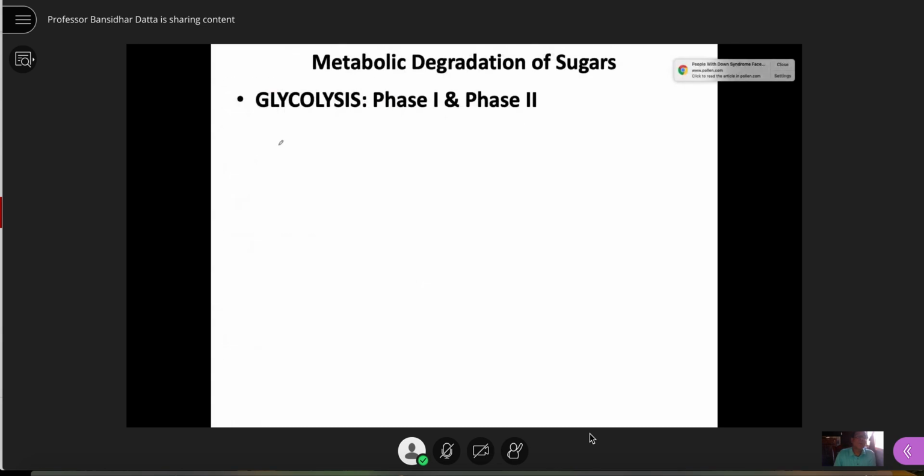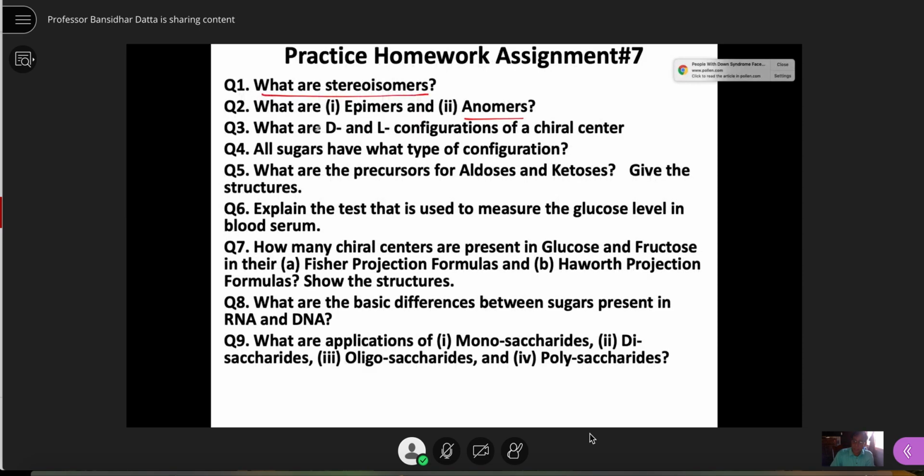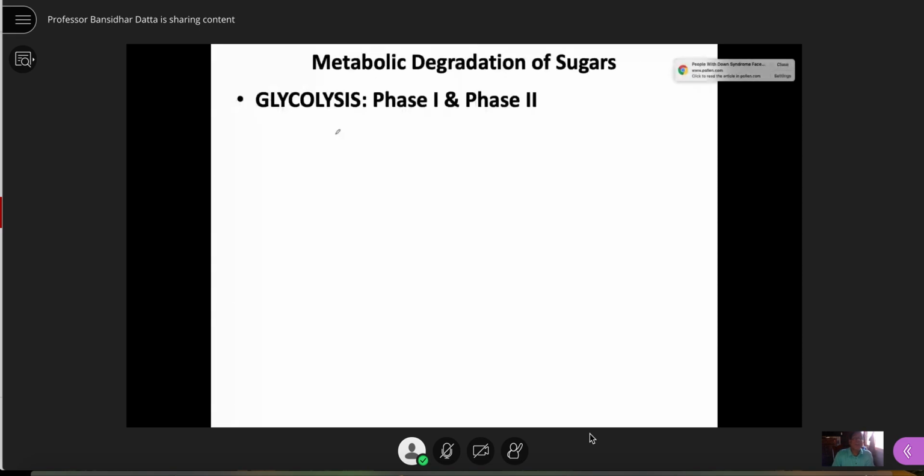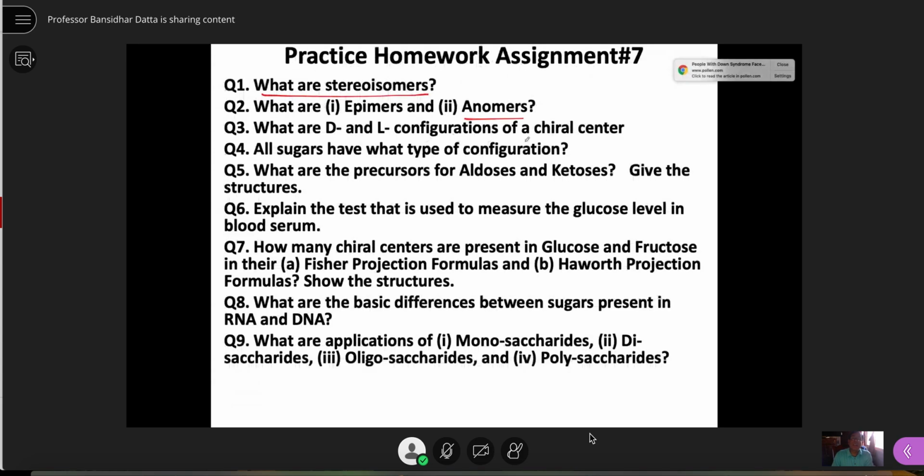All right, very good. The next one is, oh come on, give me a second please, oh my cursor. What are the D and L configurations of a chiral center? You know the chiral center, right? The carbon is surrounded by 4 different groups of atoms at the chiral center. If you pass plane polarized light, it may deflect to the right-hand side. That's dextrorotatory, D. If the light is deflected to the left, counterclockwise, it's L configuration.